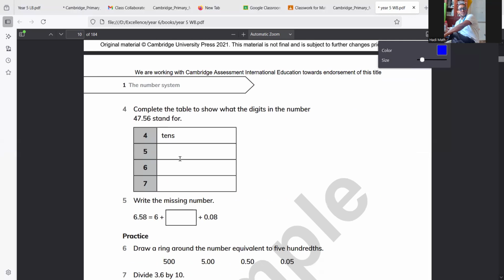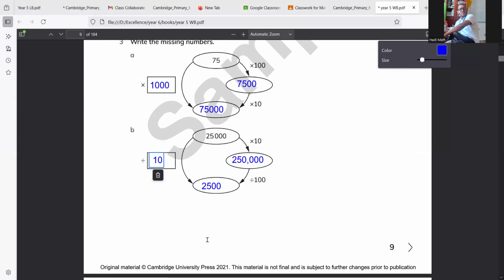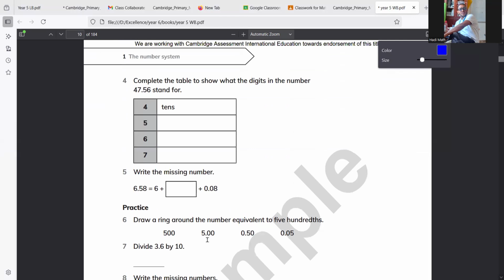Let's go to question number 4. In question 4, they ask us to complete the table to show what digits are in the number. As we have learned before, according to digits, we are grade 5. They ask us up to 100,000.